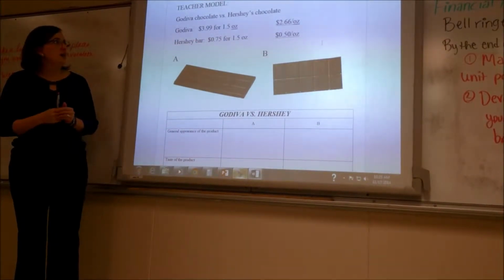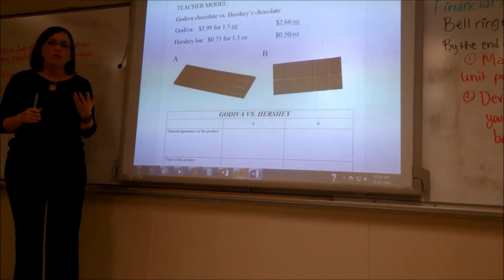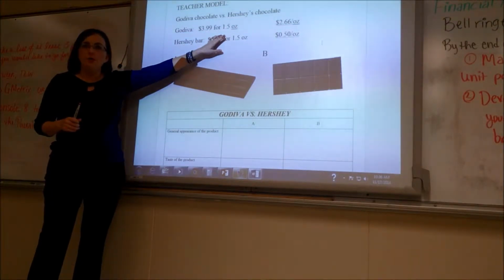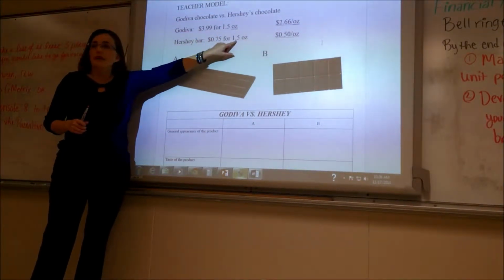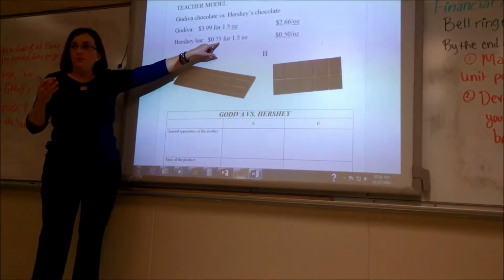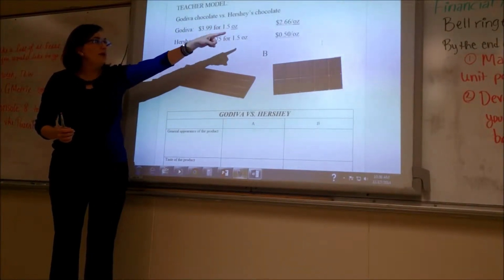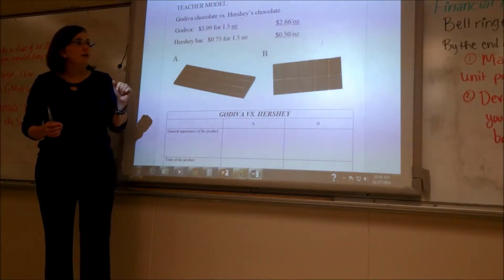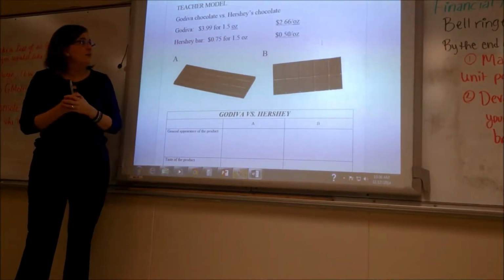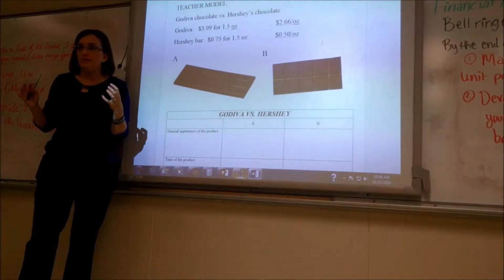We have Godiva chocolate versus Hershey's chocolate. Now, just for your background, and this is what you're going to do before we move. Godiva chocolate is $3.99 for a 1.5 ounce bar, which is exactly the same size as a Hershey bar, okay? But a Hershey bar is 75 cents for the whole bar, okay? So I divided 3.99 by 1.5 and found out that the Godiva bar is $2.66 per ounce. The Hershey bar is about 50 cents per ounce. So that's a big difference in price, okay?